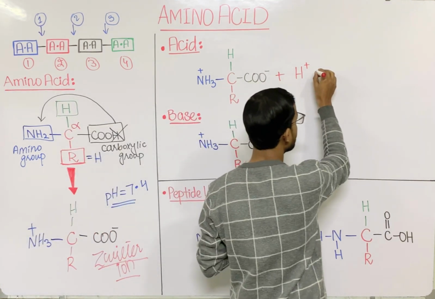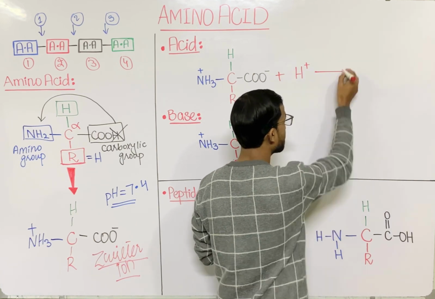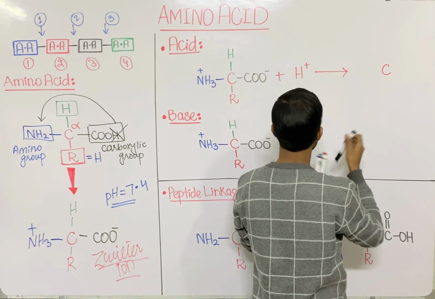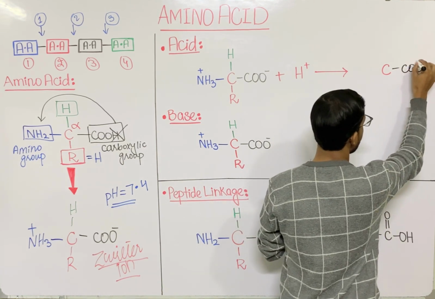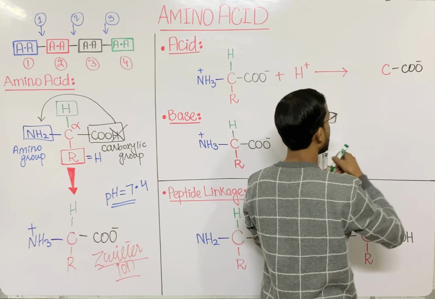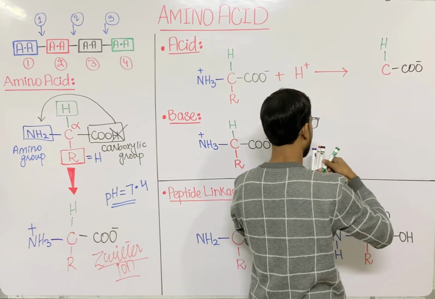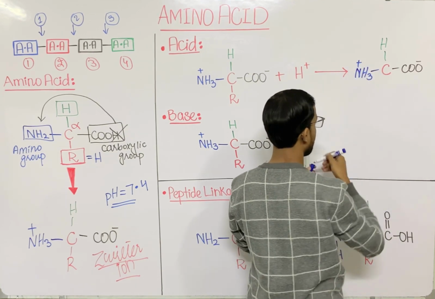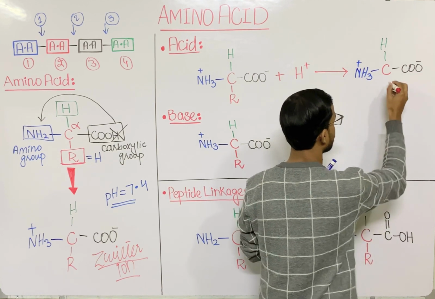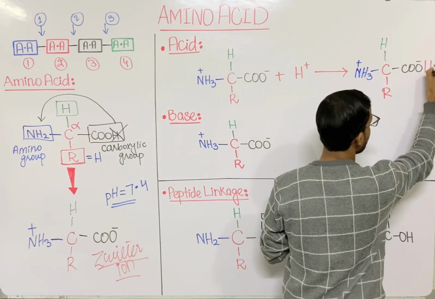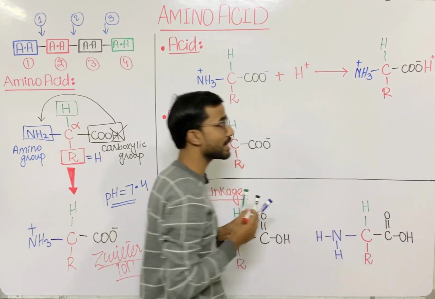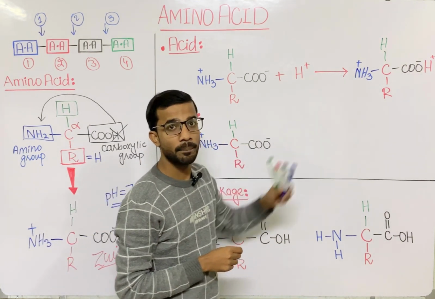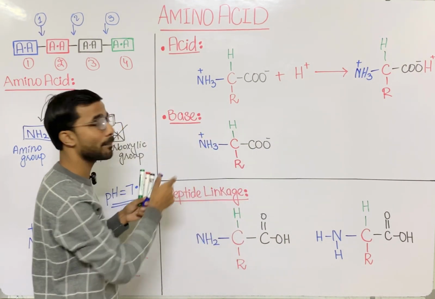Now you see the attachment: here is the carbon, here is the C double bond O negative, here is the hydrogen, the amino group NH3 positive, and here is the R group. Now the hydrogen will attach to the carboxylate side, and in that situation you will see only the presence of the positive charge. That will happen in the acidic condition.